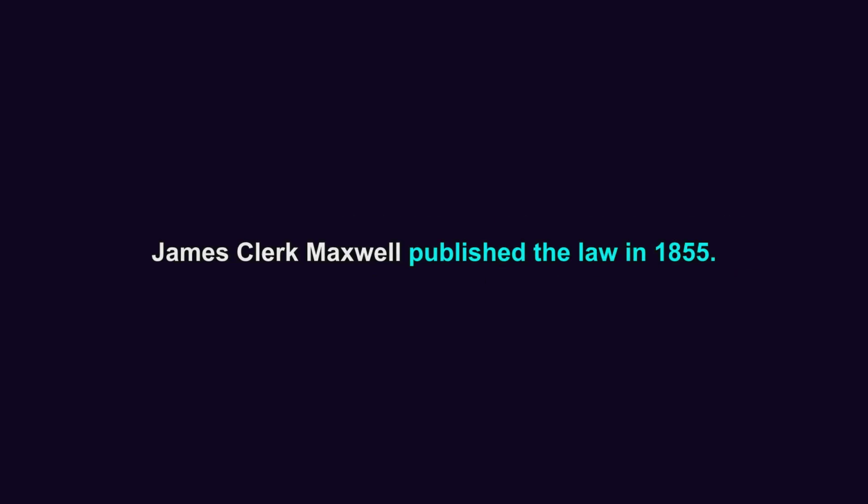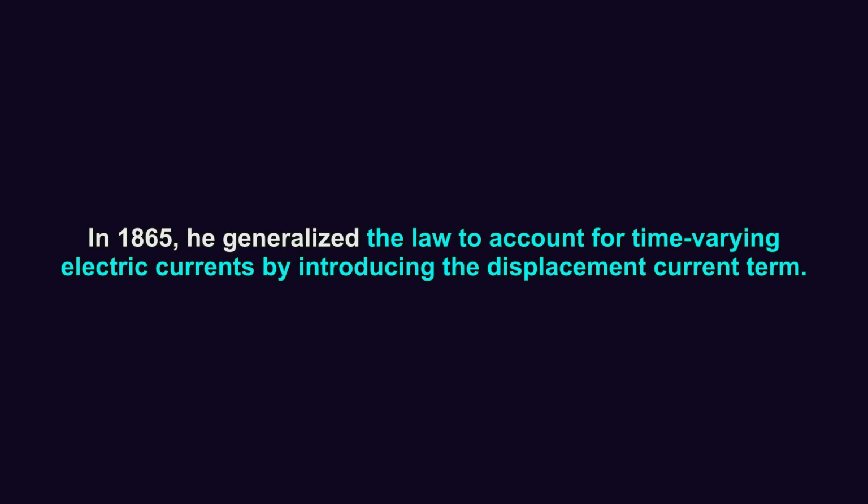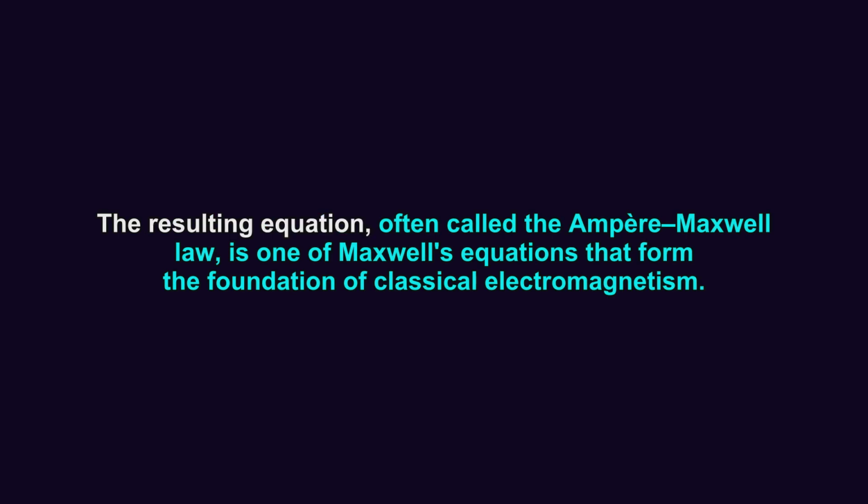James Clerk Maxwell published the law in 1855. In 1865, he generalized the law to account for time-varying electric currents by introducing the displacement current term. The resulting equation, often called the Ampère-Maxwell law, is one of Maxwell's equations that form the foundation of classical electromagnetism.